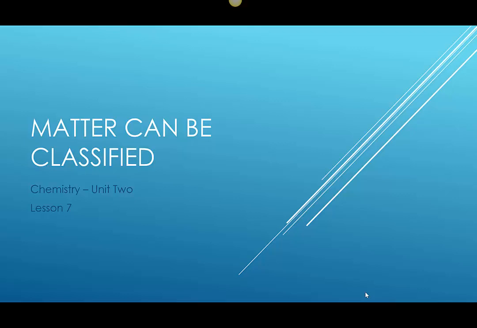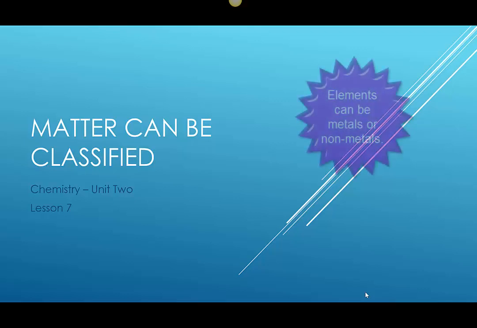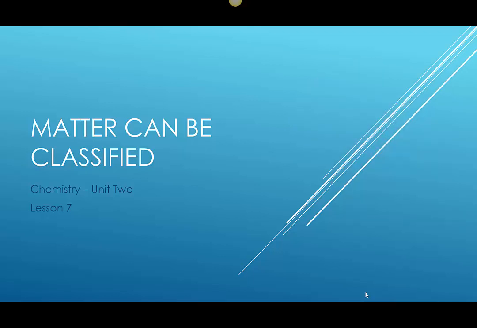Elements can be either metals or nonmetals. Elements that are metals have the following properties: luster, which is how shiny it is; a silver gray color except copper and gold. They're malleable, which means they can be hammered into different shapes. They're ductile, which means they can be pulled into wires. They're solid at room temperature except mercury, which is a liquid. And they have conductivity, which means they can conduct heat and electricity. They also form a number of compounds because they are chemically reactive, and the only two that aren't chemically reactive are gold and platinum.